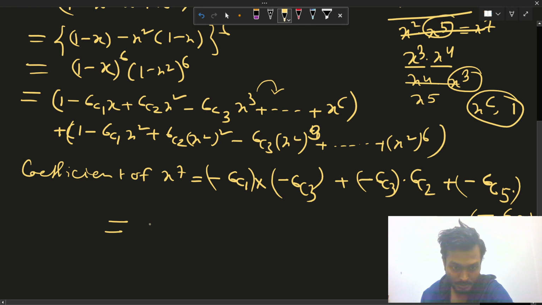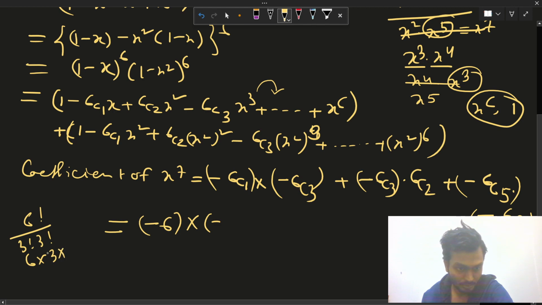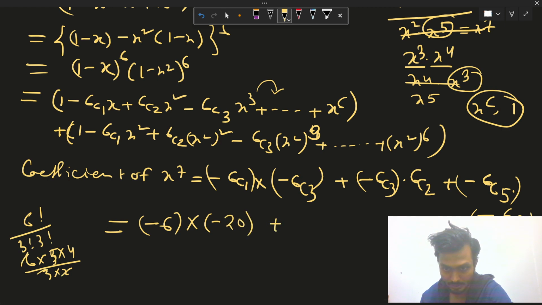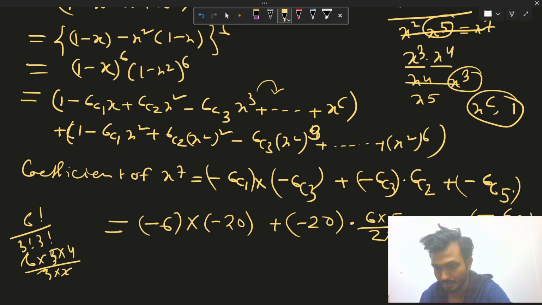So minus 6C1, that means minus 6 into 6C3, so this will be minus 6C3 means factorial 6 over factorial 3 into factorial 3, so 6 into 5 into 4, then 3 will be cancelled, 3 into 2, so this will cancel, so this will be 20. Then similarly this will be minus 20, and then this will be 6 into 5 over 2 into 1, right? Now this will be minus, so this will be plus. So 6C5 means factorial 6 over factorial 5, so this will be 6.